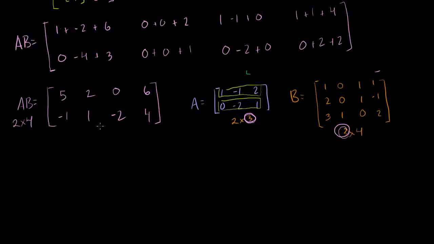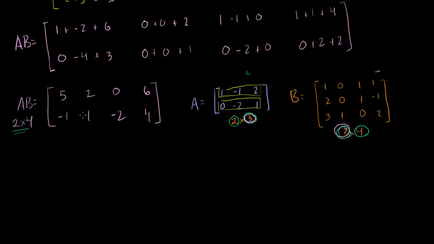Now there's a couple of interesting things to notice. Remember, I said that this product is only well defined when the number of columns in A is equal to the number of rows in B. So that was the case in this situation. And then notice we got a 2 by 4 matrix, which is the number of rows in A times the number of columns in B. So we got a 2 by 4 matrix.